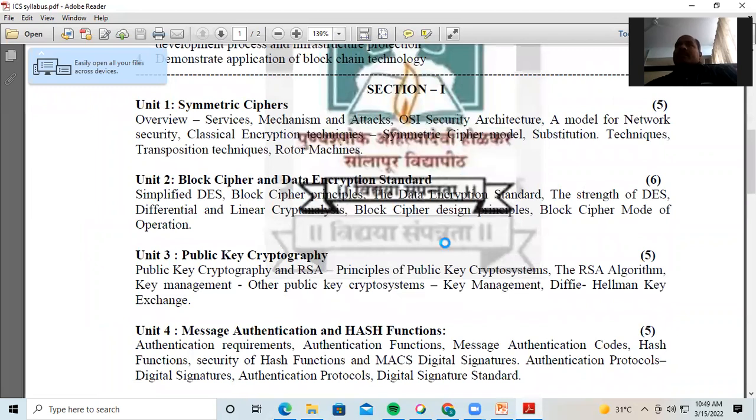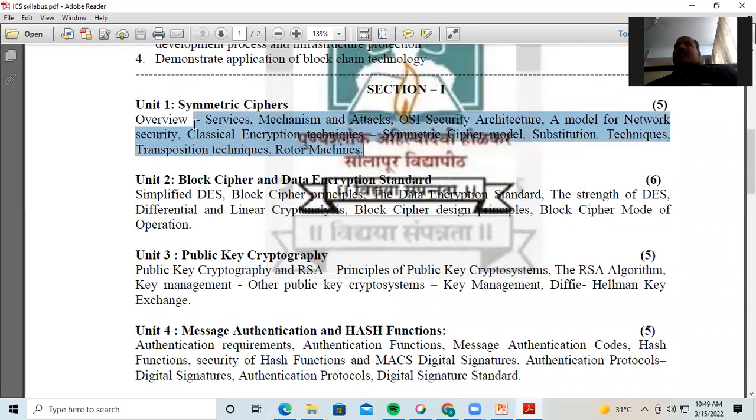Okay. So here you can see the symmetric ciphers. In case of the symmetric ciphers, we have studied the overview and services, mechanism and attacks, OSI security architecture, a model for network security, classical encryption techniques, symmetric cipher model, substitution techniques, transposition techniques, and again the rotor machines. All the points we have covered from the first chapter here. Also, we have studied the content beyond the syllabus.